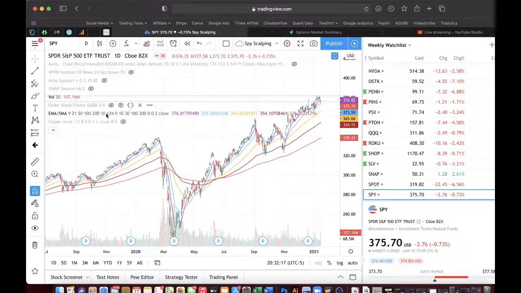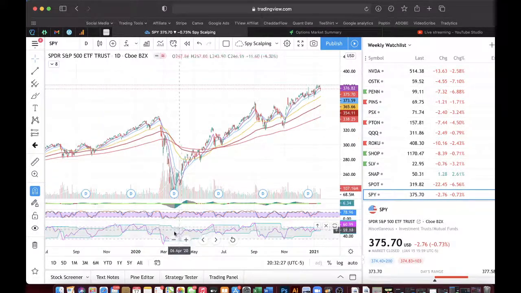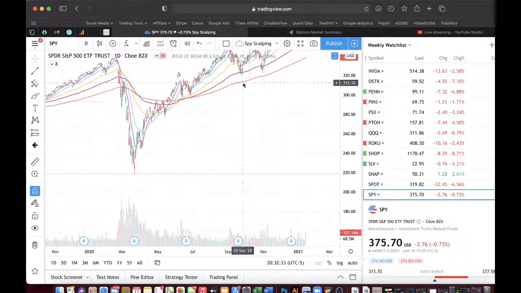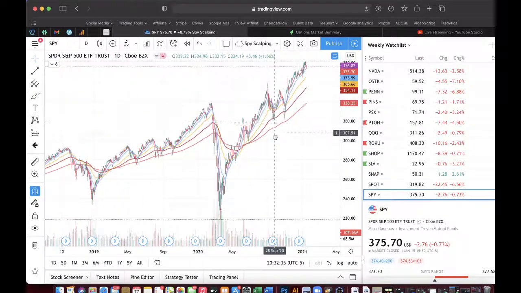So my basic indicators I use, for those who are not familiar, I just have my EMAs. I use a number of different EMAs. I'll use the VWAP for intraday trades. And then I will use mainly the RSI and the stochastics, because you need to have some form of momentum oscillator to understand where the market is.